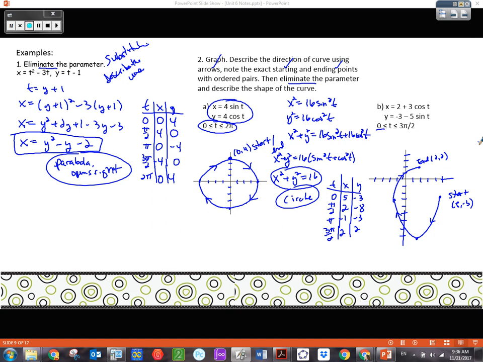Okay, what does that look like? It's close. That's an ellipse, isn't it? Is it a complete one? No. It's like a partial ellipse. That's a partial. This is a partial ellipse. We're describing the curve.